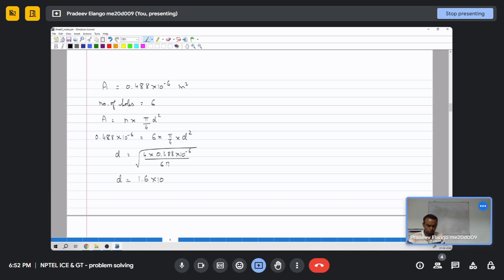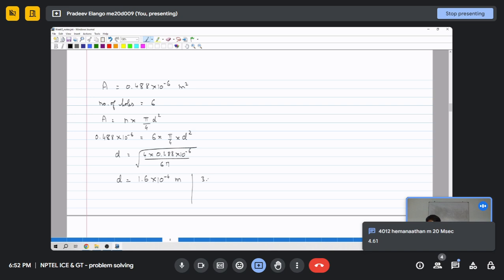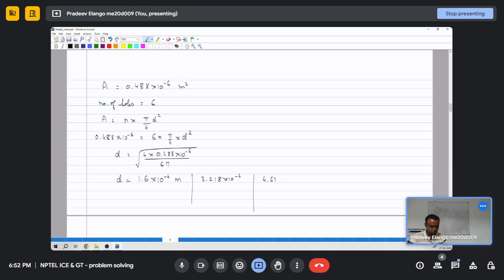1.6 into 10 power minus 4. This should be in meters, right? But I am getting 3.22. I am getting 3.2. Oh, everyone is getting different answers. 4.6 into 10 power minus. Okay, so this has come twice. This has come once. So if this is the case, then it is 0.32 mm, right?